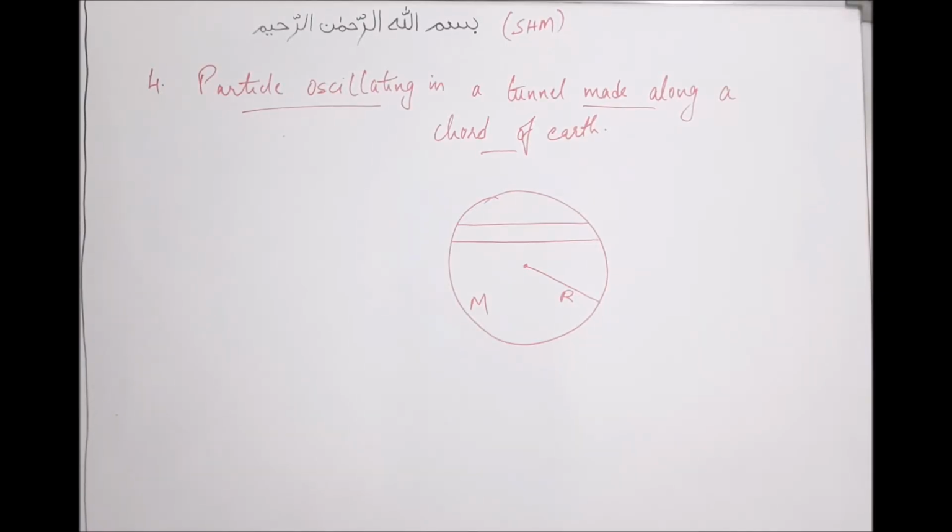Hi friends, in the last part we saw three different types of systems executing simple harmonic motion, namely the simple pendulum, the spring mass system and a cylindrical vessel oscillating in a liquid. The fourth system that we are going to look at is the particle oscillating in a tunnel made along a chord of the earth.